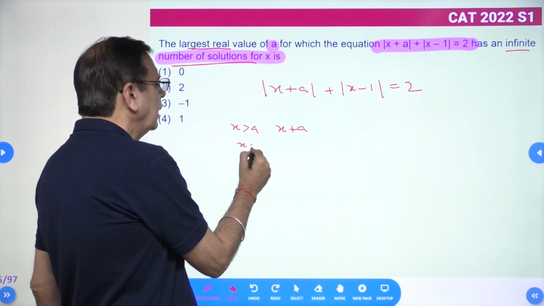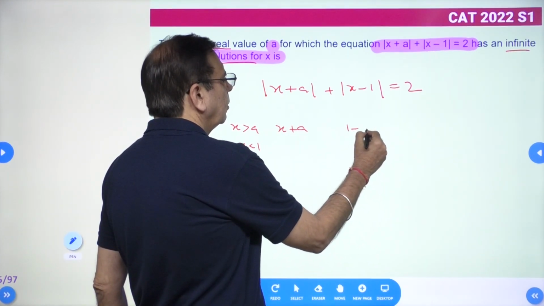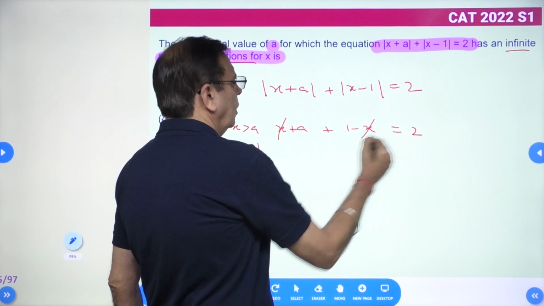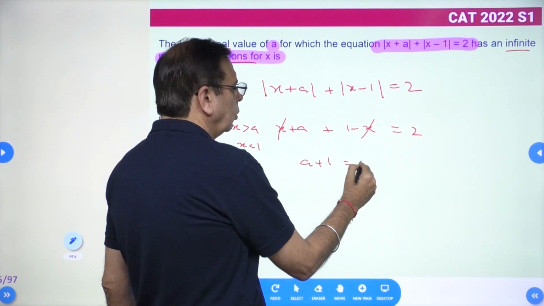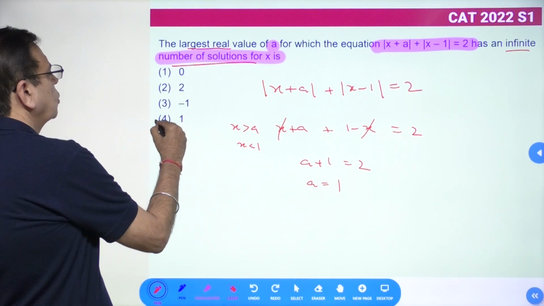I'll assume x to be less than 1. If x is less than 1, that means this becomes 1 minus x. So what does that mean? X gets cancelled out. Or a plus 1 is equal to 2, or a is equal to 1. So my correct answer is going to be choice 4.